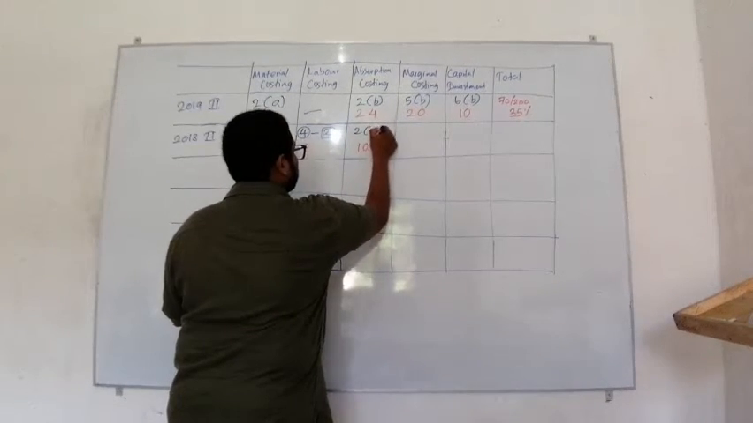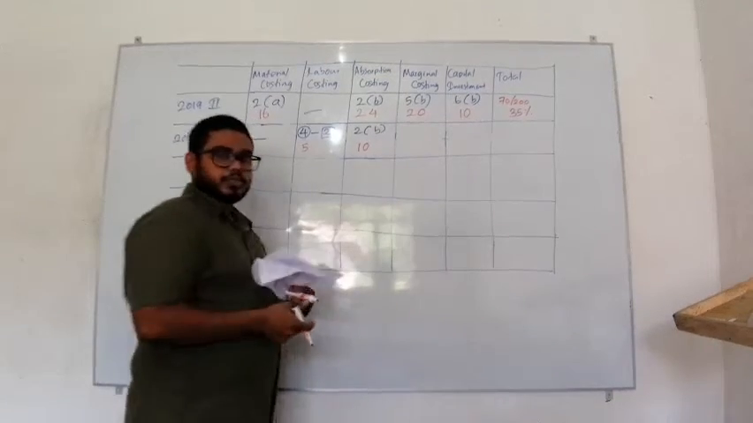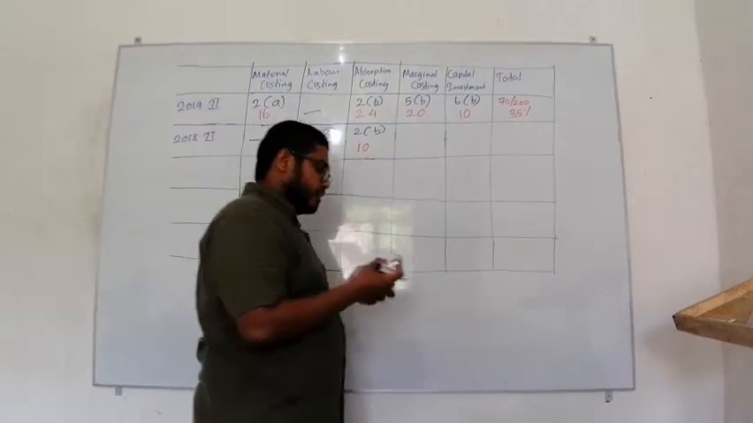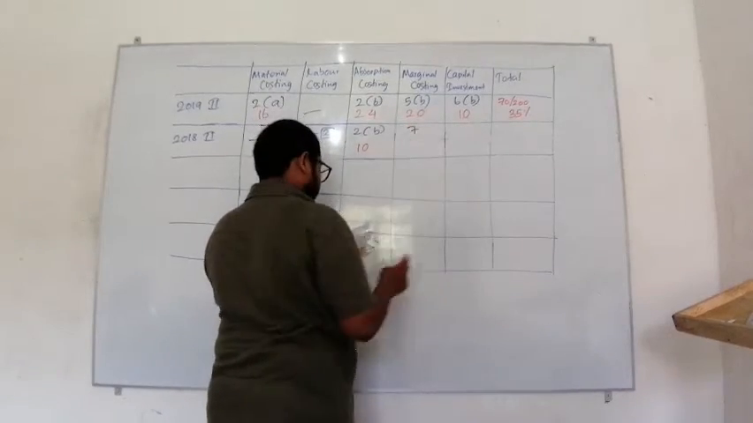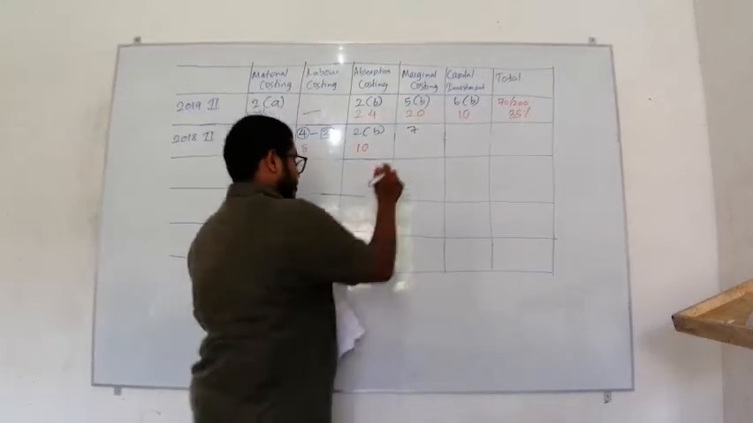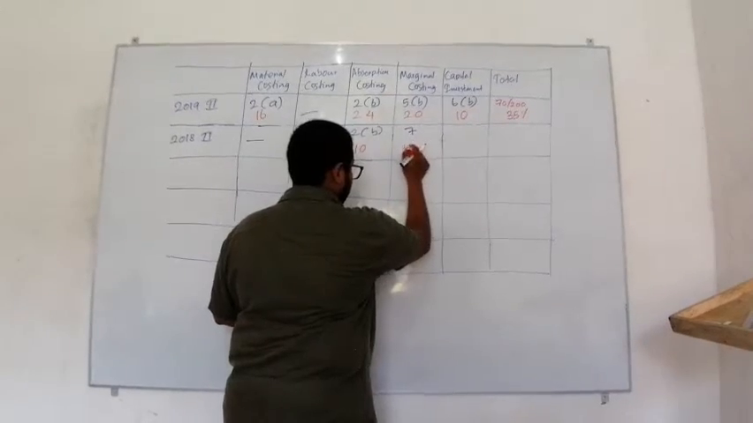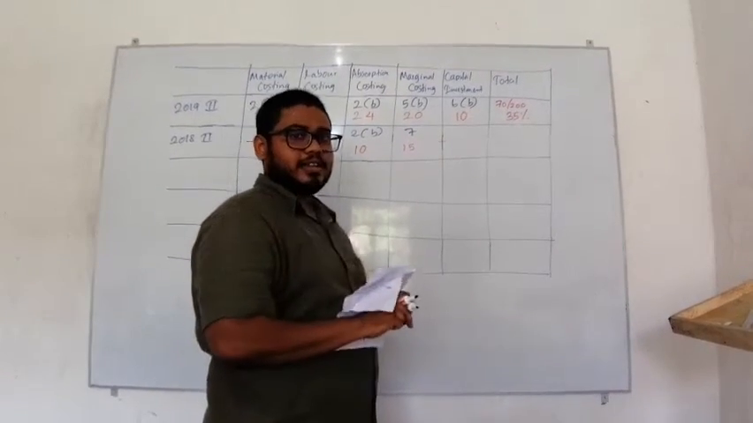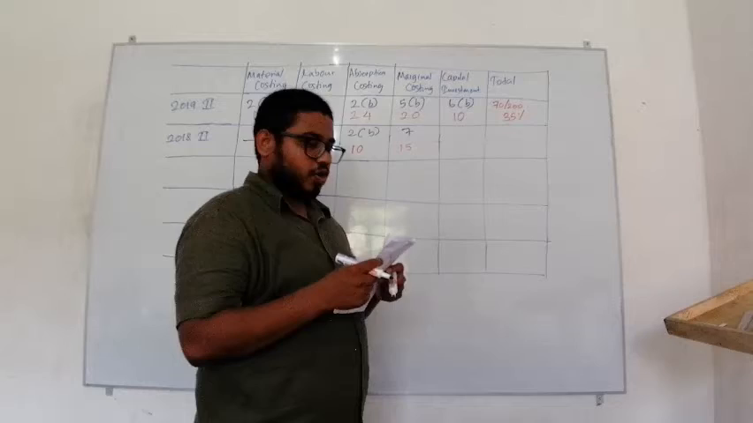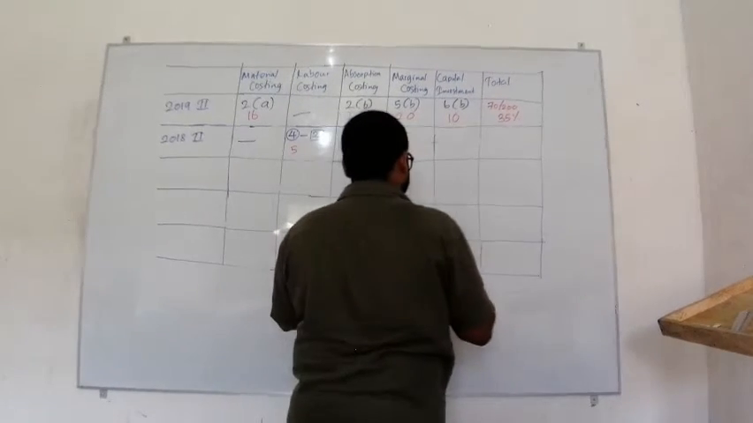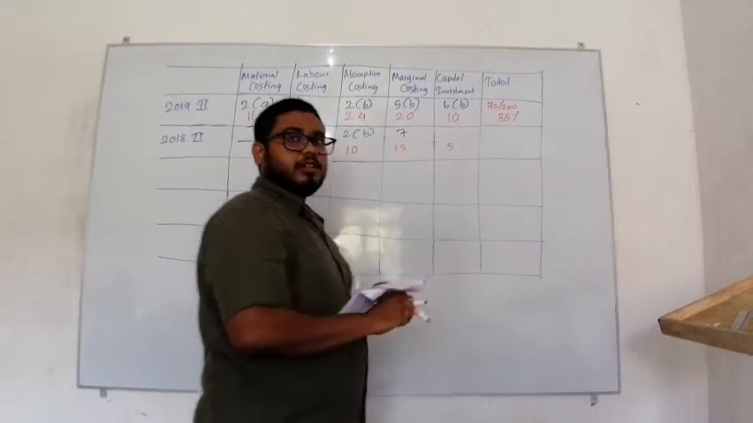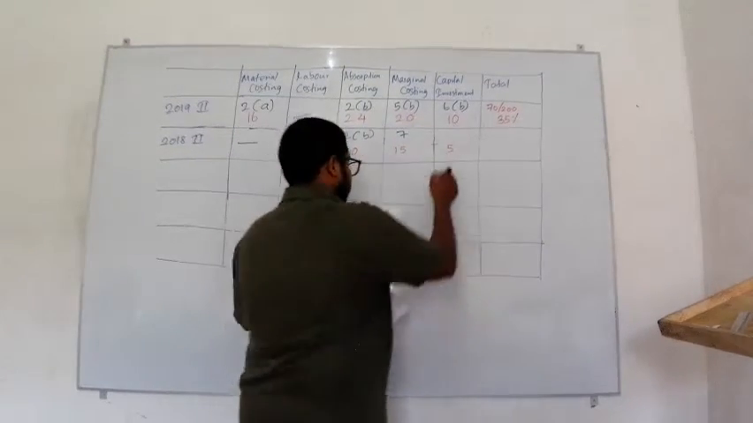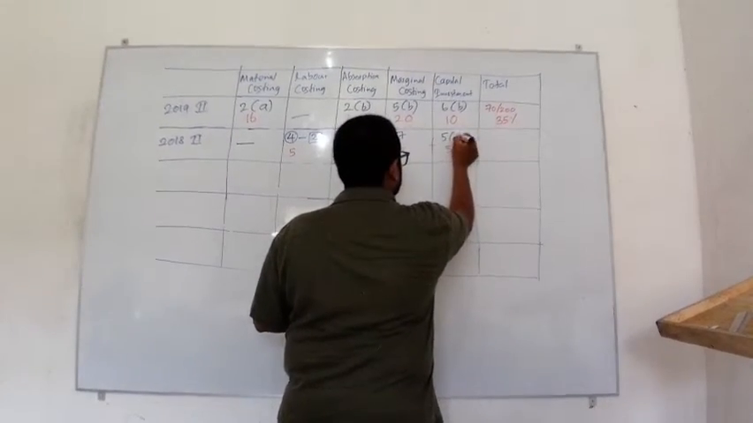Question number 2, part B. And when it comes to marginal costing, you will find question number 7, which carries 15 marks. And finally, capital investment also has a question which carries 5 marks, which is question number 5, part A.